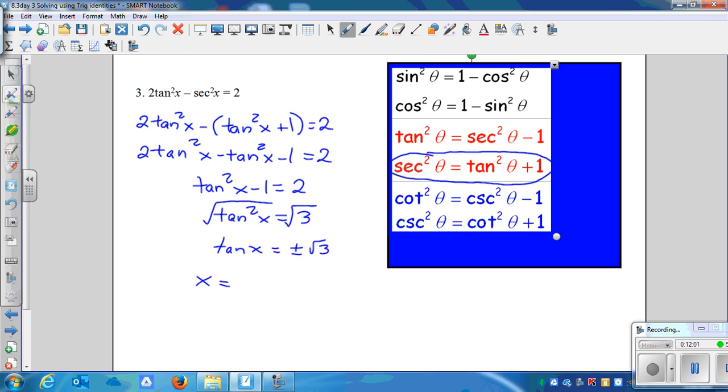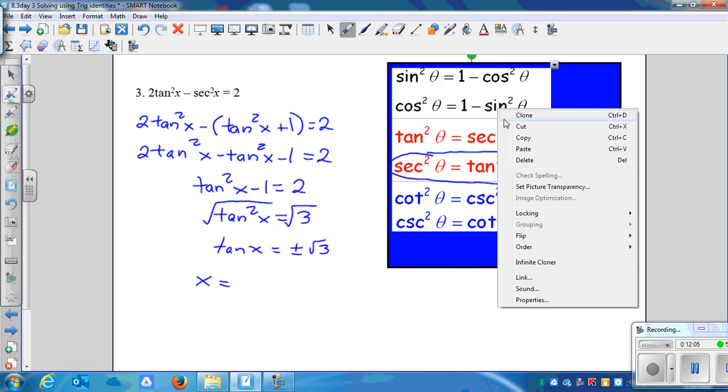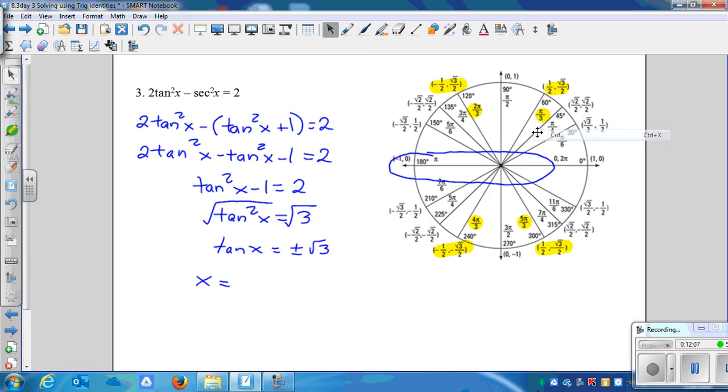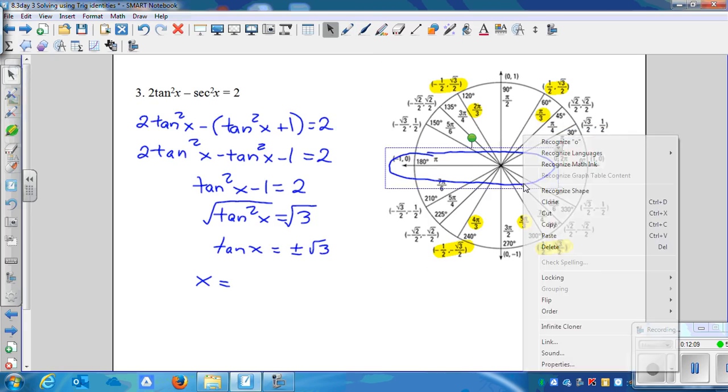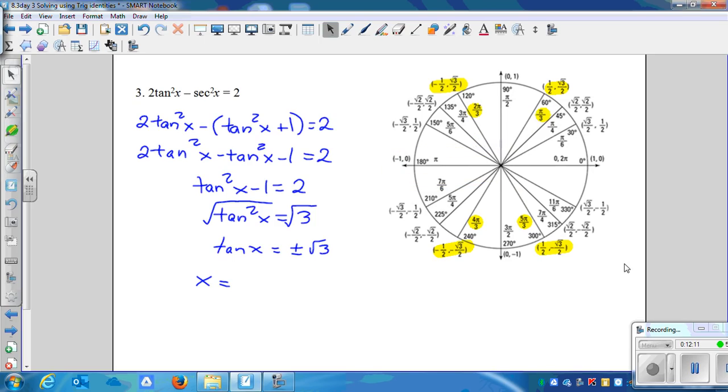And we're going to go up to our unit circle here and see what we have. There we go. And we have a number of values in all 4 quadrants. So we've got pi over 3, 2 pi over 3, 4 pi over 3, and 5 pi over 3.